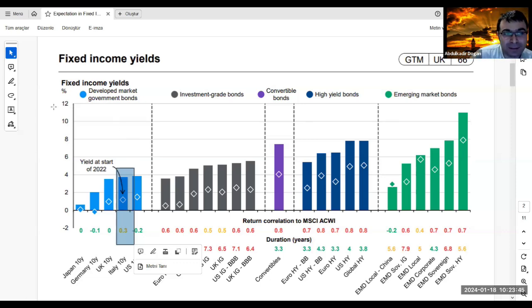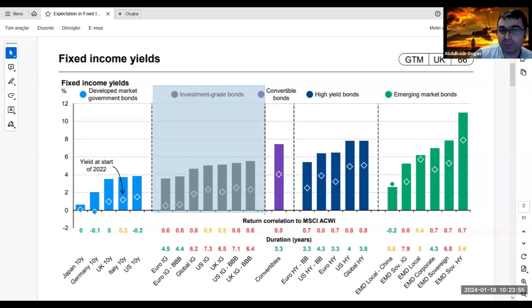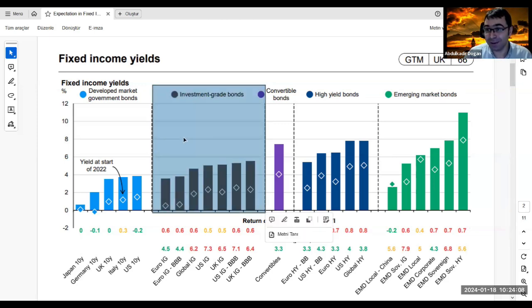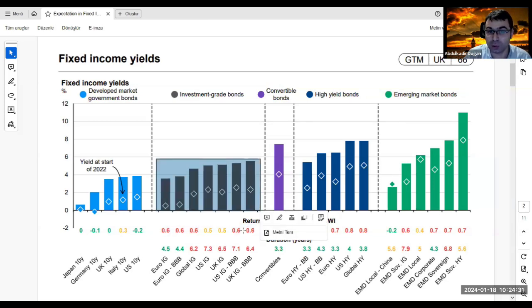Now, on the left-hand side, as you see, these are the developed market bonds. Please look at the rates. And these are the investment grade bonds. So, for instance, Apple bonds are better than South Africa or Russian bonds, even government bonds, because Apple is more profitable and more robust than the Russian government, right? Because Russia has a huge risk, but Apple does not. So investment grade bonds also have really low returns. Please look at this: Euro, global, US, and UK. These are investment grade bonds, and as you see here, the return is also much lower.